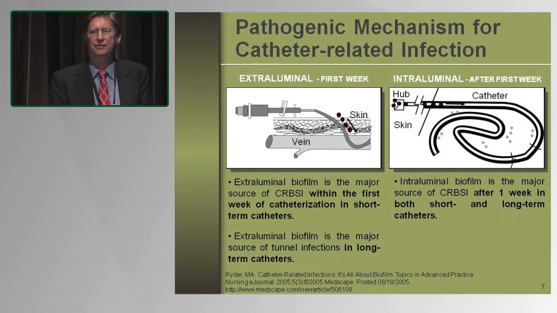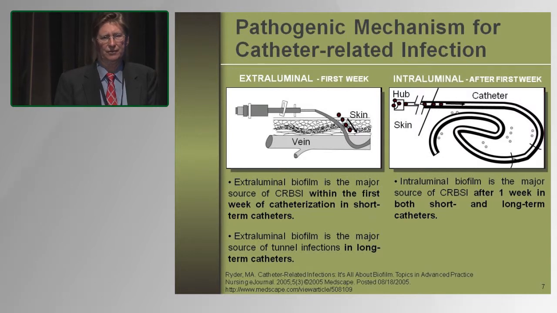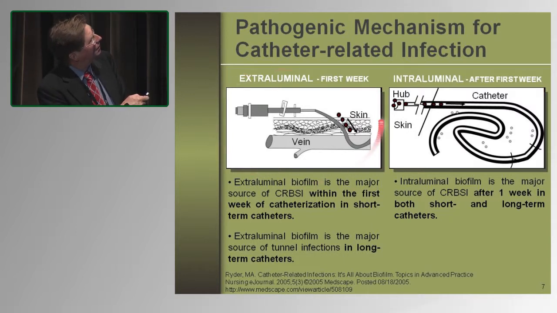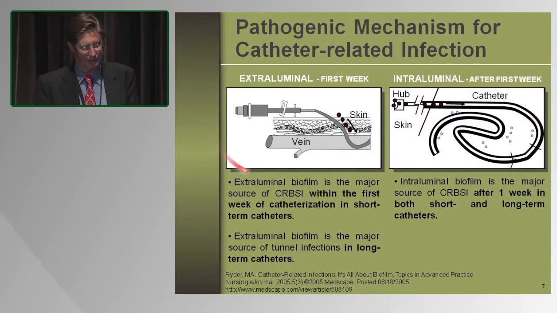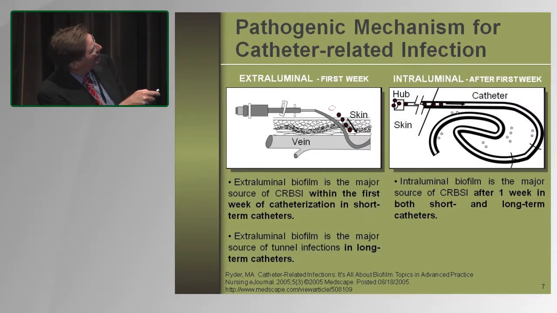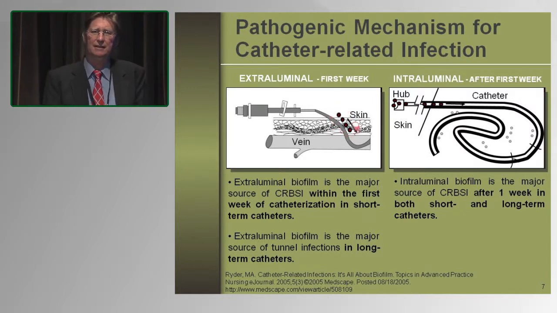It is critically important to understand the pathogenic mechanism for how these infections occur. As depicted on this slide on the left-hand side, we have extraluminal, or the outside of the catheter, colonization. Depicted here is a catheter being inserted into the skin. The little red dots are bacteria that are on the skin, and those bacteria attach to the outside of the catheter. They then produce an exopolysaccharide, or some people call it a biofilm, that can protect them from the patient's immune system, as well as from antibiotics that may be in the blood. They then can reproduce and ultimately can cause infection.